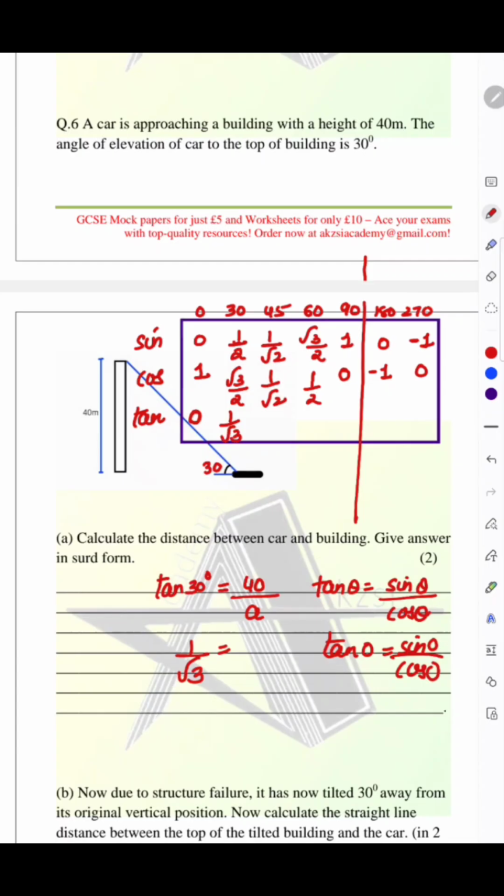Then tan 45 is sine 45 over cos 45, which is 1. Clearly, they both have the same value. Dividing both of them, we'll get 1. Tan 60 is sine 60 over cos 60, which is root 3. And this is 1 divided by 0, which is undefined. Then this one is 0, and again, this is undefined.